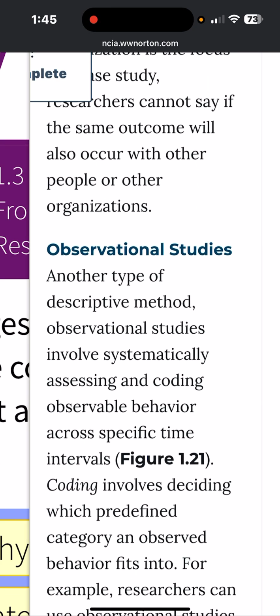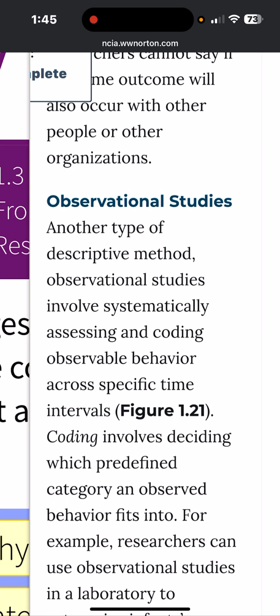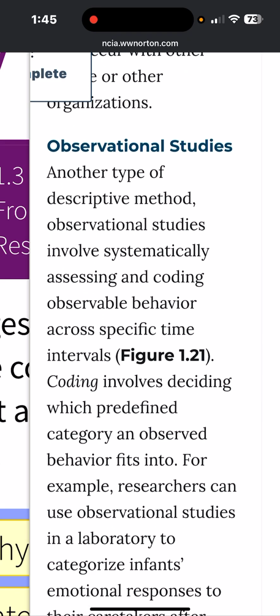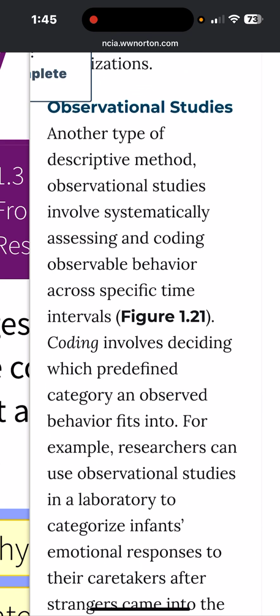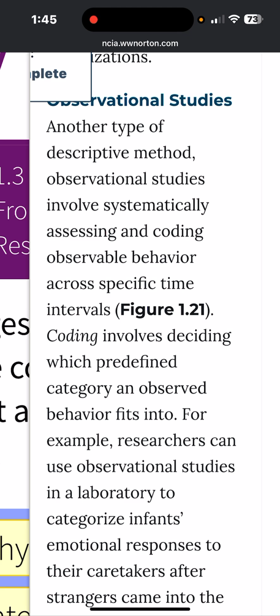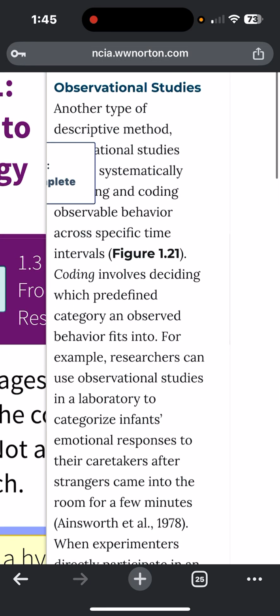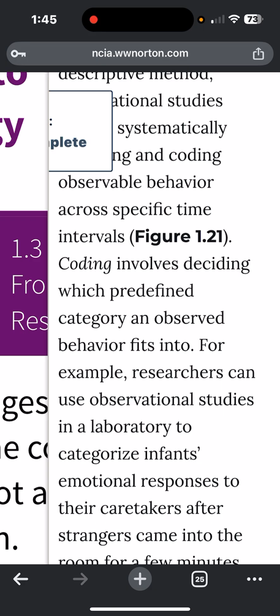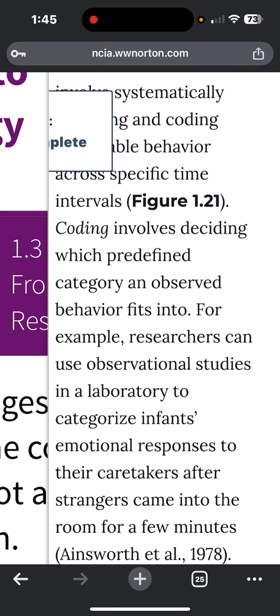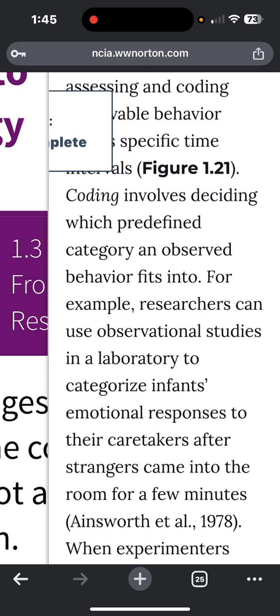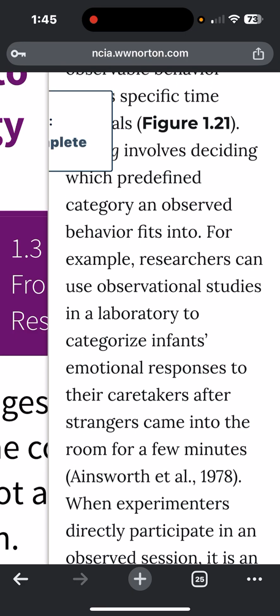Observational studies. Although a type of descriptive method, observational studies involve systematically assessing and coding observed behavior across specific time intervals. Figure 1.21. Coding involves deciding which predefined category an observed behavior fits into.